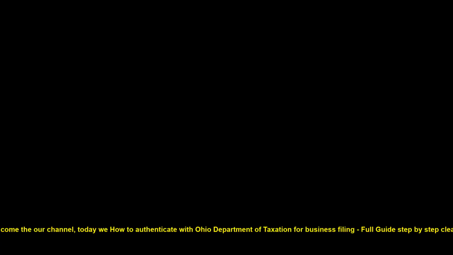Today we will show how to authenticate with the Ohio Department of Taxation for business filing, full guide step by step clearly. To authenticate with the Ohio Department of Taxation for business filing, begin by accessing their official website. Locate the section for business services or business taxes. Identify the option for online filing or registration. You will need to create or log in to your Ohio Business Gateway account.